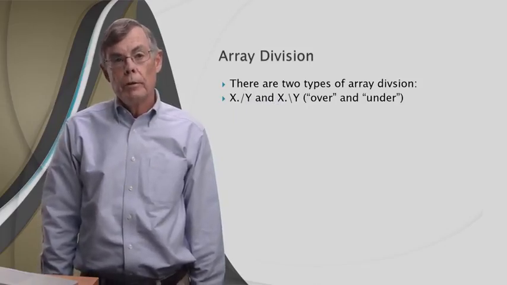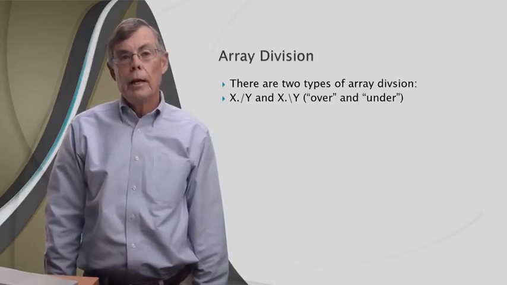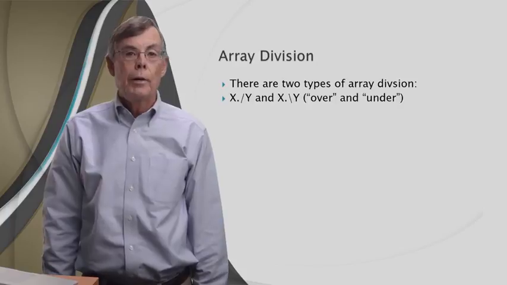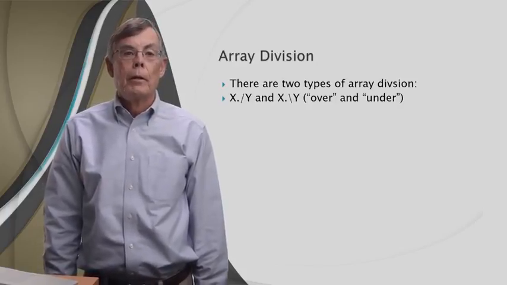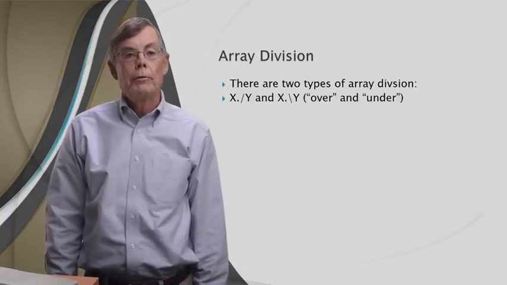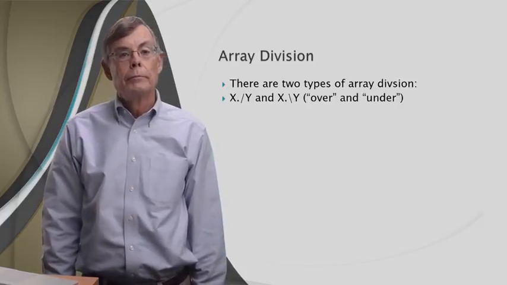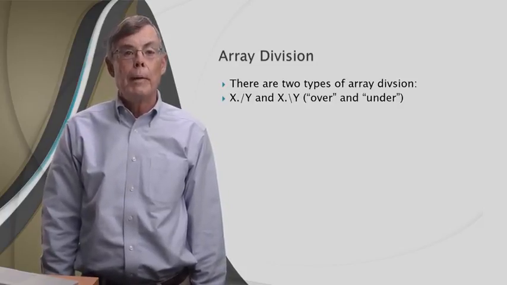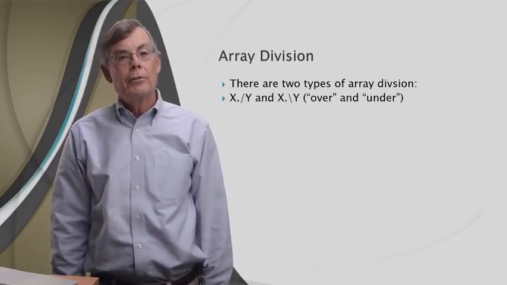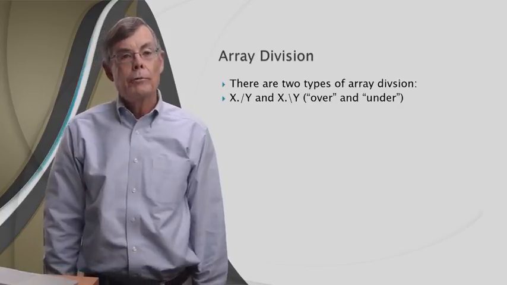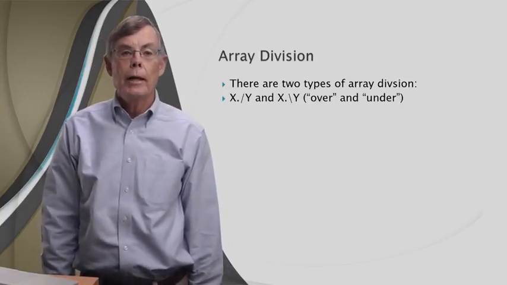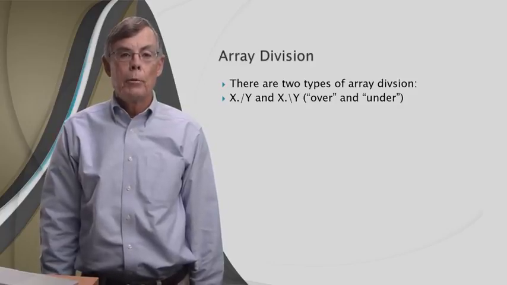Types of division: the so-called matrix division and array division. We're going to take up array division first, and there are two types of array division. Here's how you divide x and y. First of all, there's x dot slash y, and then there's x dot backslash y. In the first case, it kind of looks like x is over y, so that's x over y, and the other one sort of looks like x is under y, so we'll call that x under y. And we'll explain what both of those mean.